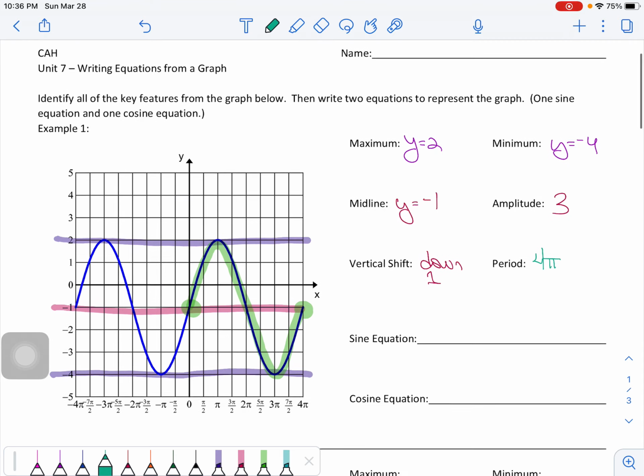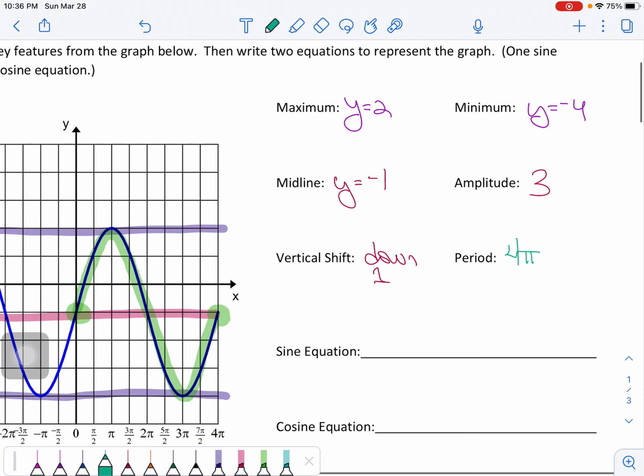Now, what I'm going to do with that period is I am going to set up 2 pi over b. Remember, b is the coefficient in the equation for x. So I want to solve for that. So 2 pi over b is equal to 4 pi, and then solve for b. So I'm going to cross multiply here. So 2 pi equals 4 pi b, divide both sides by 4 pi.